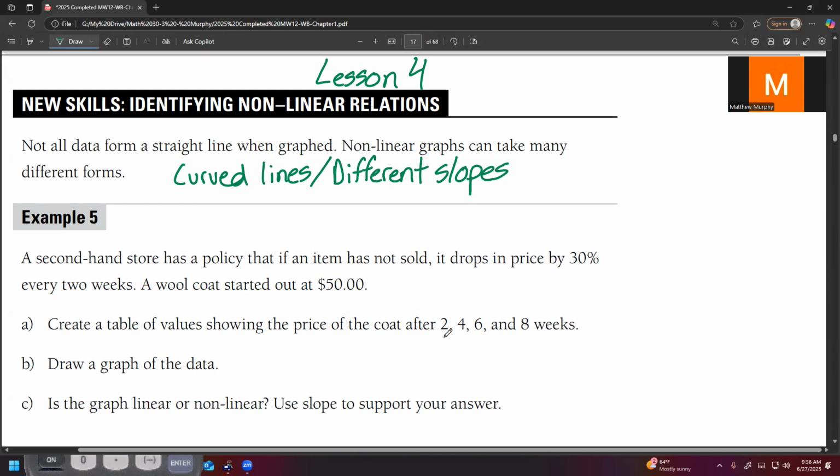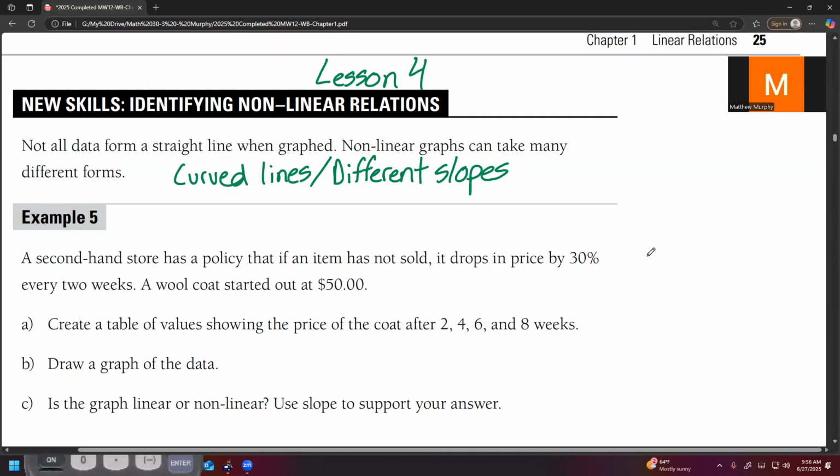Okay, so example 5. A secondhand store has a policy that if an item has not sold, it drops in price by 30% every 2 weeks. A wool coat started out at $50. And we're going to see how it drops in price. So create a table of values showing the price of the coat after 2, 4, 6, and 8 weeks. Draw a graph of the data, and then see, is the graph linear or nonlinear, and use slope to support your answer.